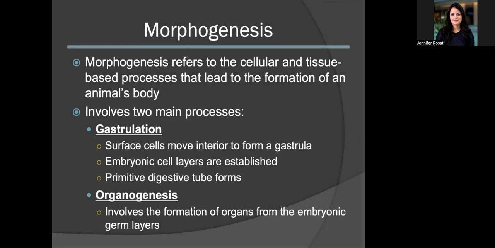The next process in embryogenesis involves morphogenesis. Morphogenesis refers to the cellular and tissue-based processes that lead to the formation of the animal body. Morphogenesis involves two main processes, gastrulation and organogenesis. Gastrulation refers to the formation of the gastrula. This occurs as surface cells begin to move interior. During gastrulation, the embryonic cell layers are established and a primitive digestive tube will form. Organogenesis, on the other hand, involves the formation of organs from these embryonic germ layers that are established during gastrulation.